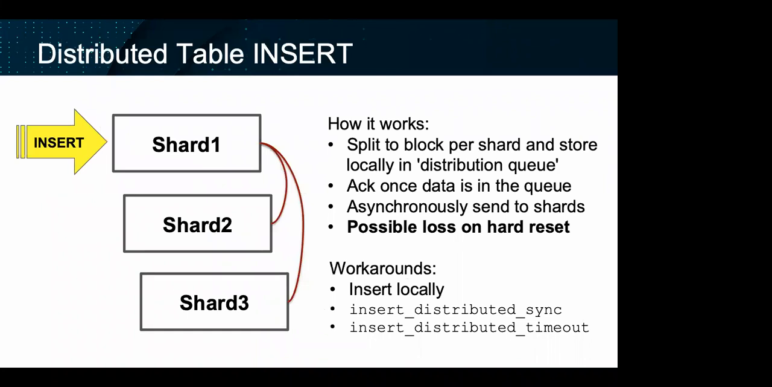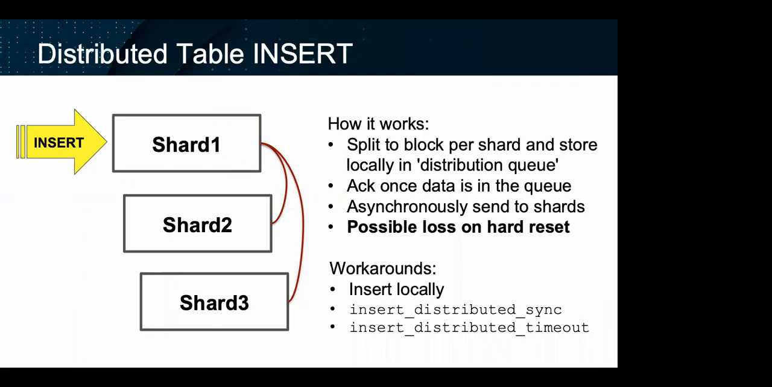Next thing, how can we do a distributed table insert? If we insert to a single shard, then the data is split by sharding key. If we insert to a distributed table, the data is split by sharding key and then stored locally in a so-called distribution queue. Once the data is stored locally, the client is acknowledged that everything is good and your insert is successful, but this distribution queue is processed asynchronously. So if there is a hard reset on shard 1, then there is possible data loss.